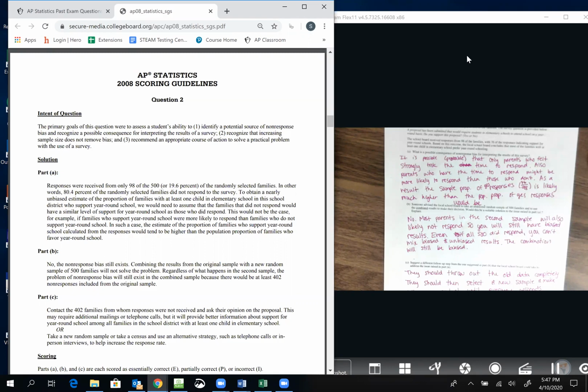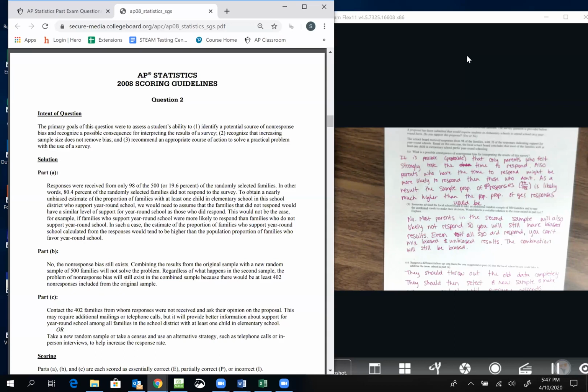And then it says that they got responses from 98 of the families, with 76 indicating support, but they sampled 500, so obviously they had a lot of non-response bias. What is a possible consequence of non-response bias for interpreting the results of the survey? It is possible or probable that only parents who felt strongly took the time to respond.